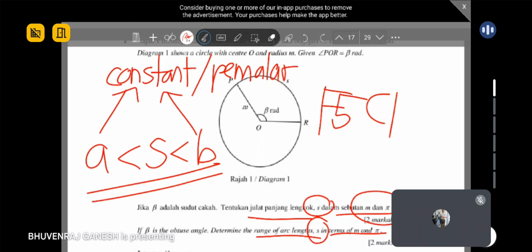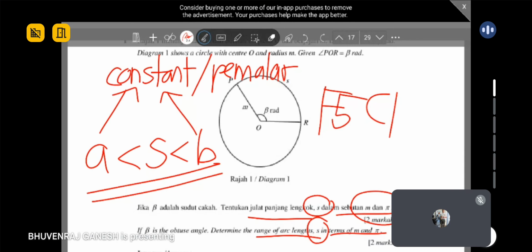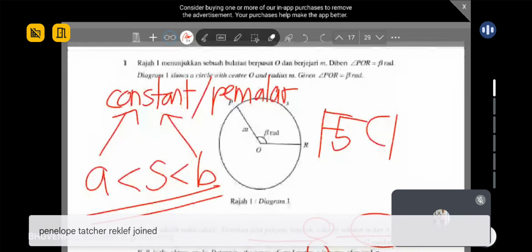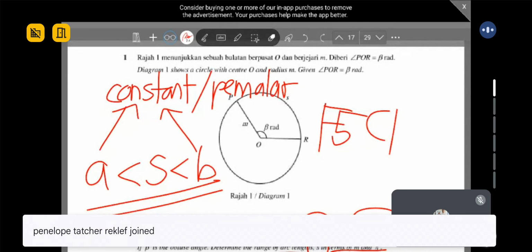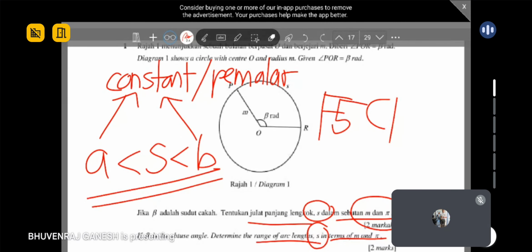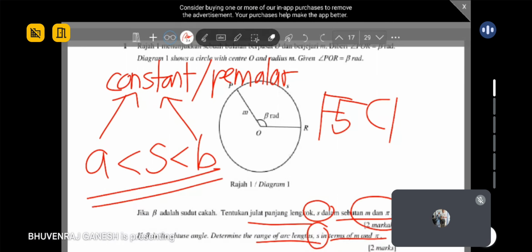Now, what will be your A value? Apakah nilai A kamu kat sini? They tell you the radius is M and the angle POR is B radians. So now you must try and see. What is your range? Anyone? Apa nilai terkecil julat? Nilai terkecil panjang lengkok kamu. What is your shortest length? In terms of M and pi, kamu kena bagi jawapan dalam sebutan M dan pi.